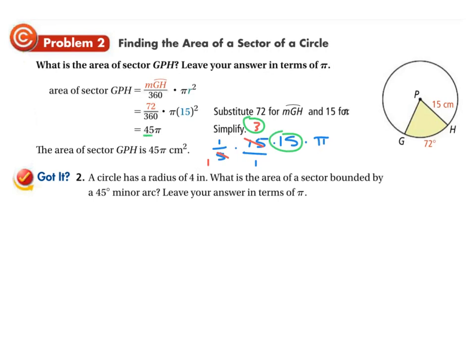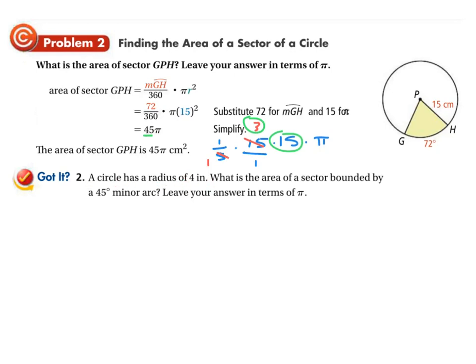Okay, so you can write that out yourself if you wanted to, but you have a calculator, you can use that as well. Anyway, that's it. So the area of sector GPH is 45 pi, and don't forget the units, squared. Whatever the unit of length is, we use that squared for the units for the area. Okay, now it's your turn.